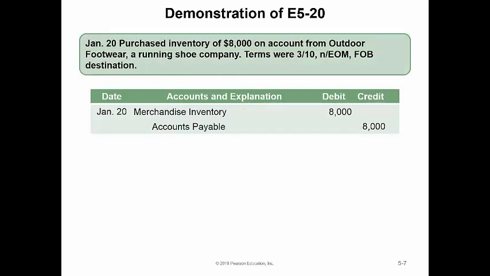Next, we're going to purchase more inventory for $8,000 from a footwear company. And the terms here are 3/10 net EOM, which means we get a 3% discount if we pay within 10 days. The net amount of the invoice is due at the end of the month.